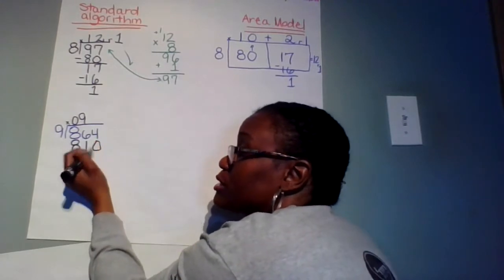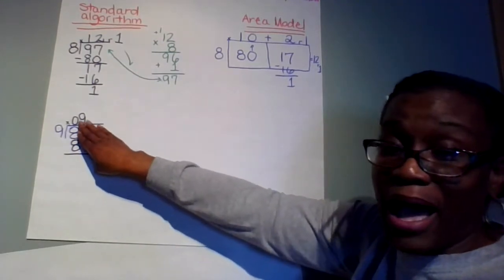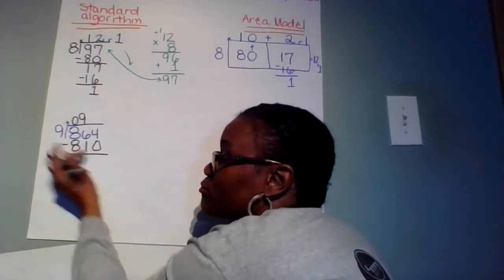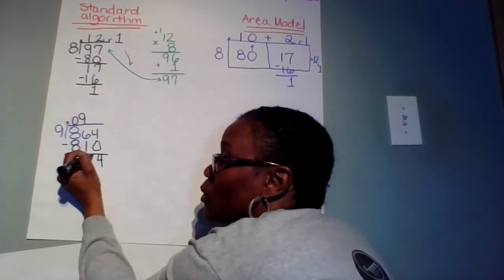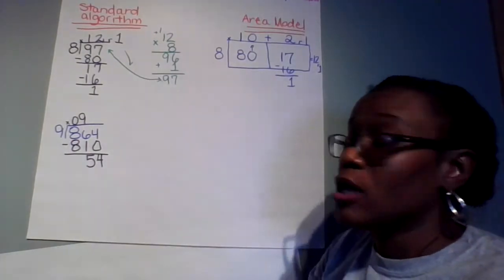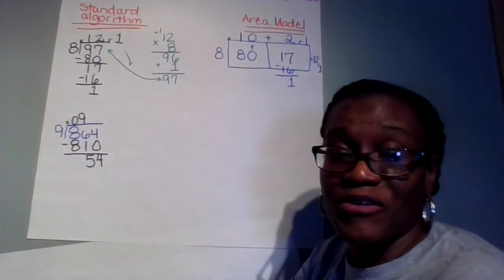We're going to put a 0 here because we are actually multiplying by 90. And so now we're going to subtract. 4 minus 0 is 4. 6 minus 1 is 5. And 8 minus 8 is 0. So now we're going to ask ourselves, how many times can 9 go into 54?